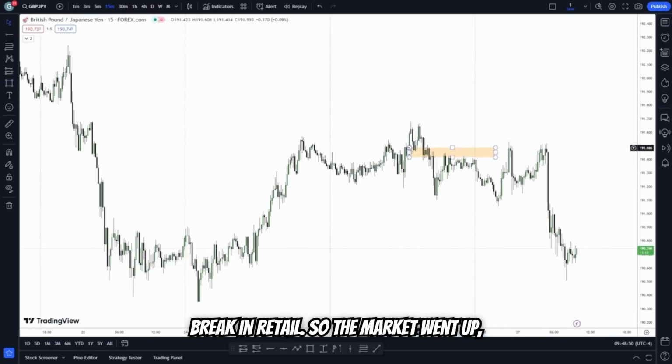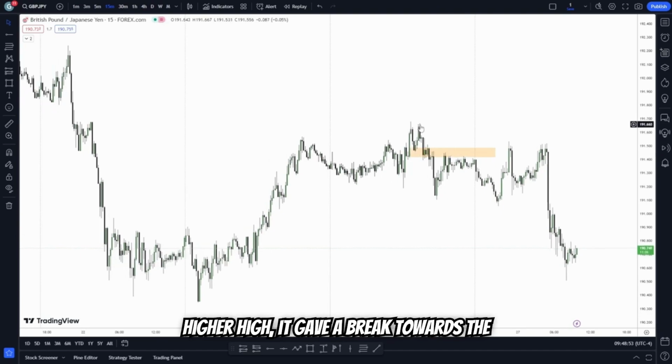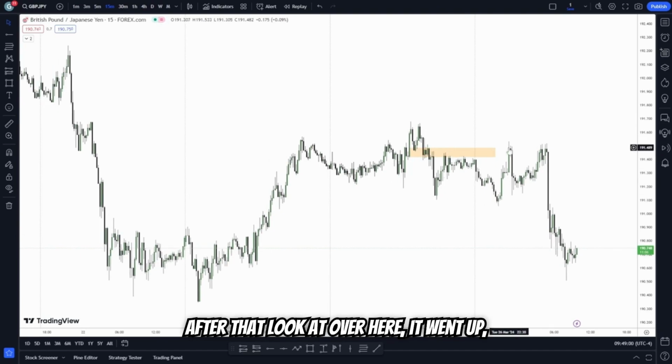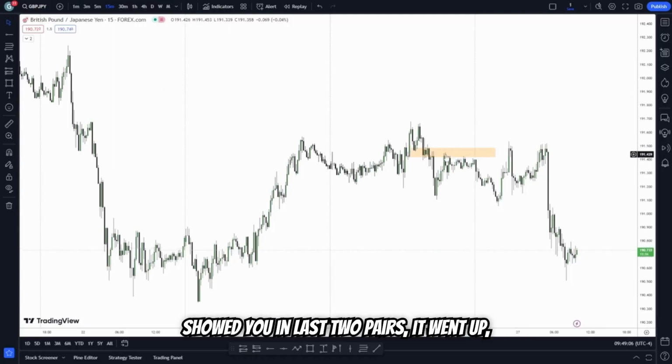another break and retest. So the market went up, it made a higher low, it failed to make a higher high, it gave a break towards the downside, it gave a retest, and then it made a higher low. But what happened after that? Look at over here. It went up, took this high, the same setup which I showed you in the last two pairs. It went up, took this high, and then it fell down, and then it came up. It went a little bit above this fair value gap.